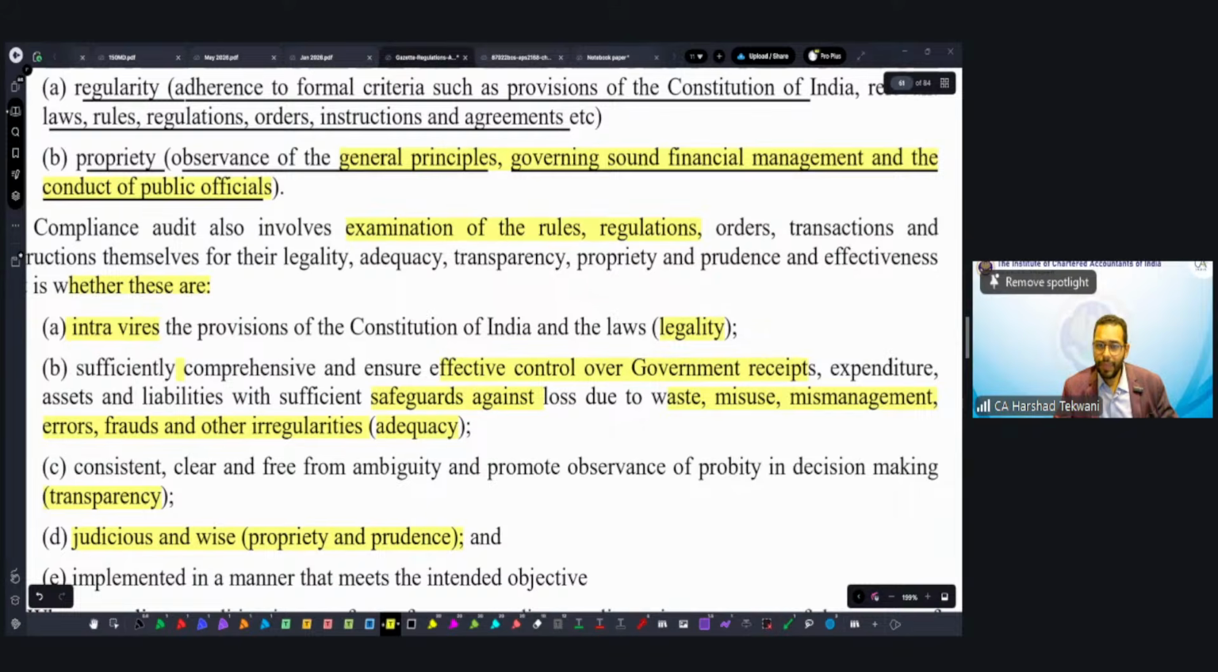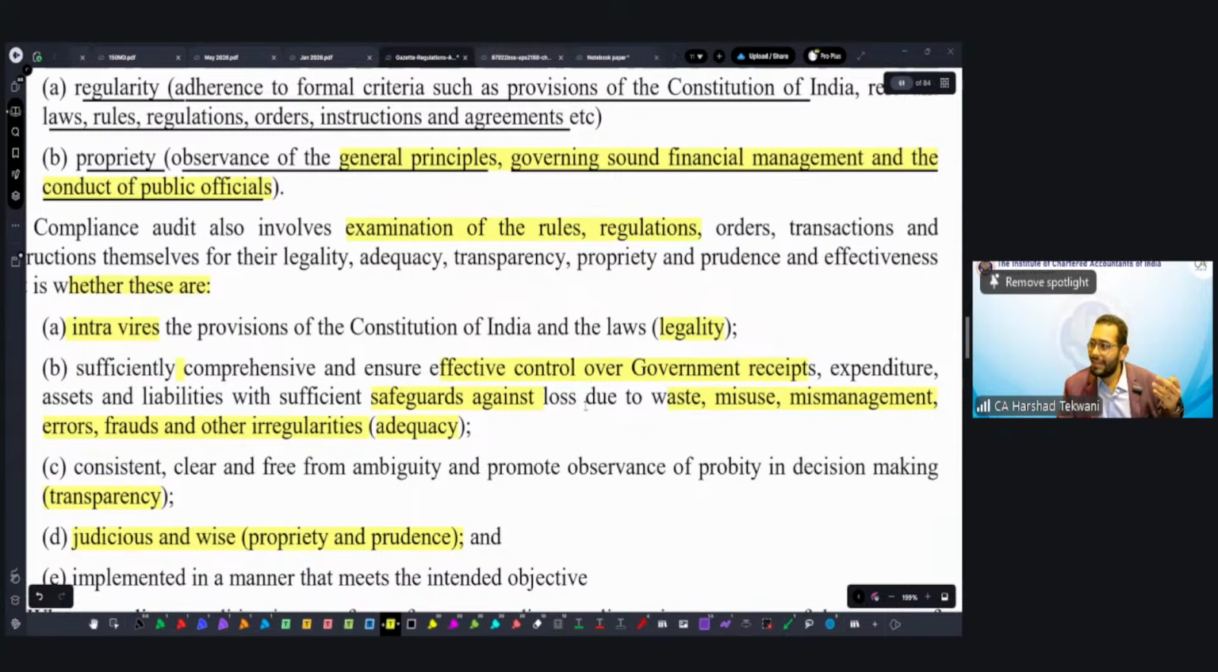Any doubt with respect to the compliance audit that we have discussed? So this was just one example that we were discussing about the compliance audit, that there was some spending which was not supposed to be done, but they have done. Okay.